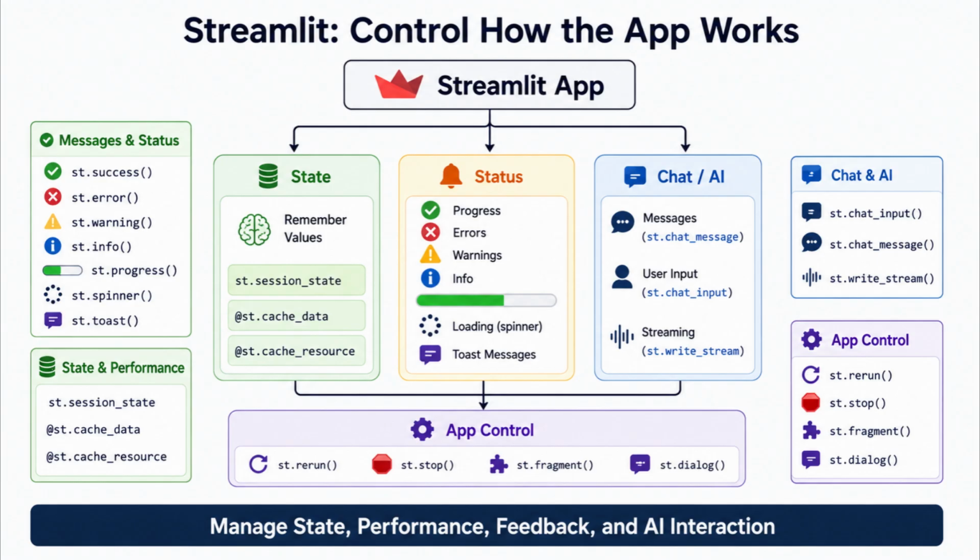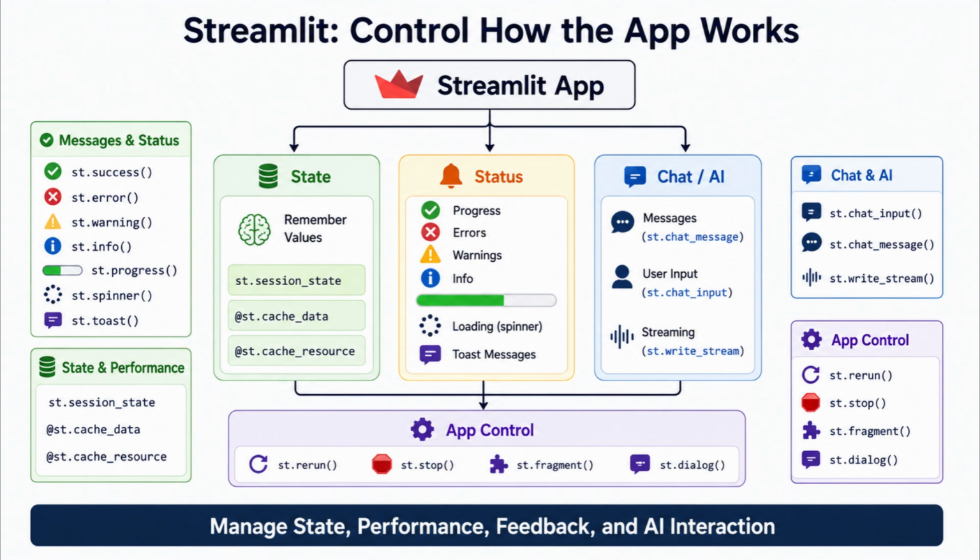Finally, Streamlit provides tools that control how the application behaves. We can display success messages, warnings, errors, progress bars, spinners, and notifications so users know what is happening. Session state lets the app remember information between interactions, while caching prevents expensive operations from running again and again.